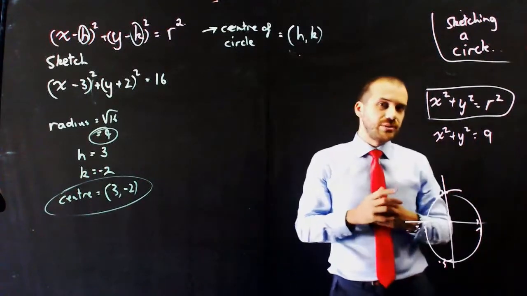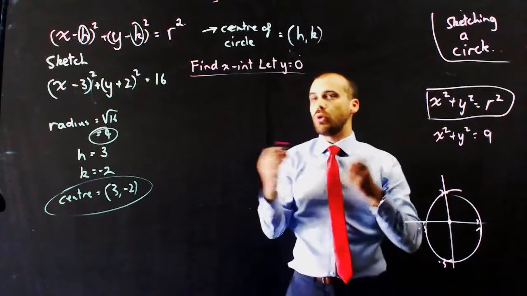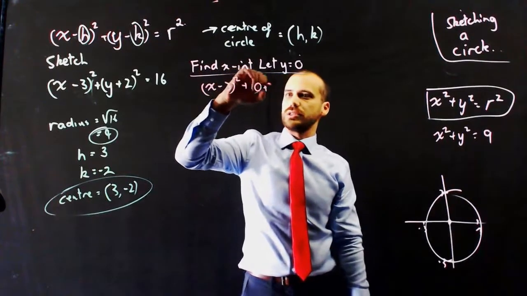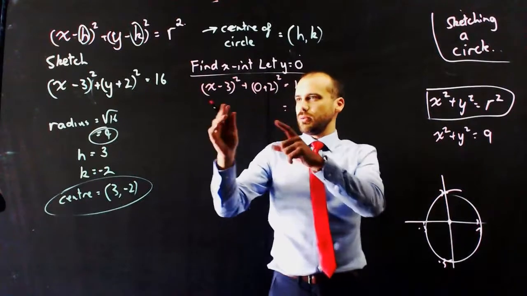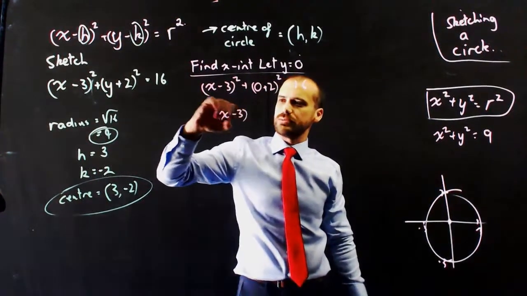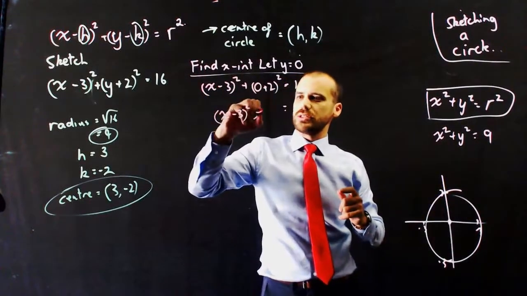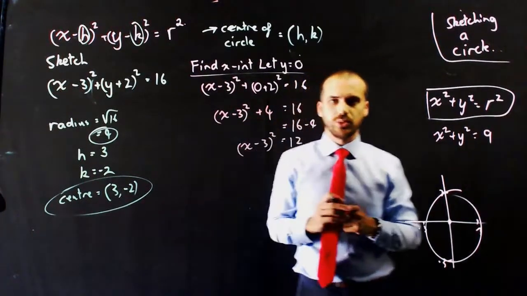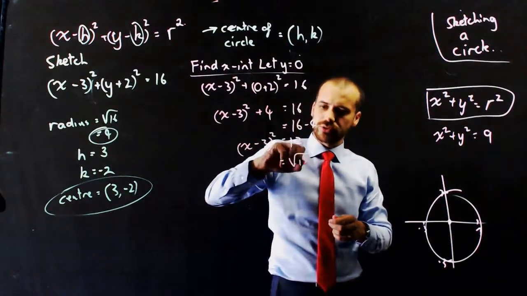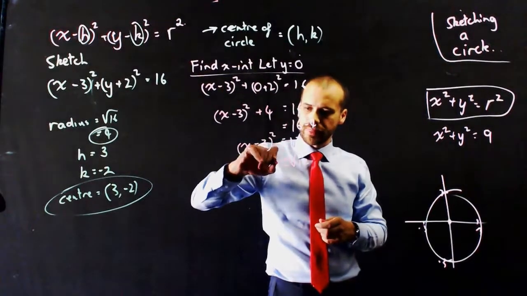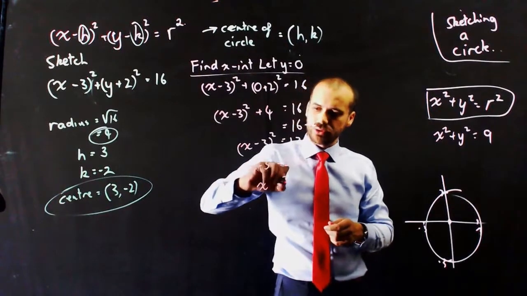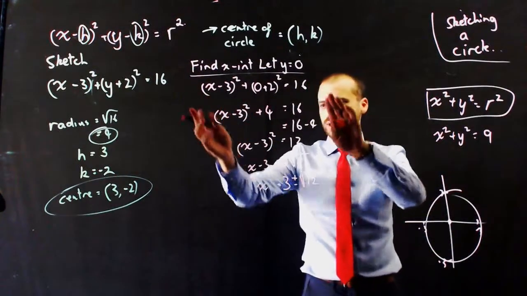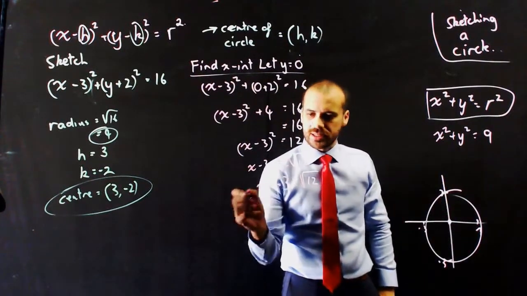X and y intercepts are also going to be really important, and it's the same all the time. I'm going to find the x intercept by letting y equal 0. So in this one, it's going to be x minus 3 squared plus 0 plus 2 squared equals 16. We need to be a bit careful about how we do this. I'm just going to leave it as x minus 3 squared right now. If we expand it, life's going to get hard. 2 squared is 4, equals 16. So 16 minus 4 is 12. Now I have x minus 3 squared is equal to 12. So plus or minus the square root of 12 is equal to x minus 3, which means that x is equal to 3 plus or minus the square root of 12. This should look kind of familiar, like one of those completing the square type questions. Those are my x intercepts.